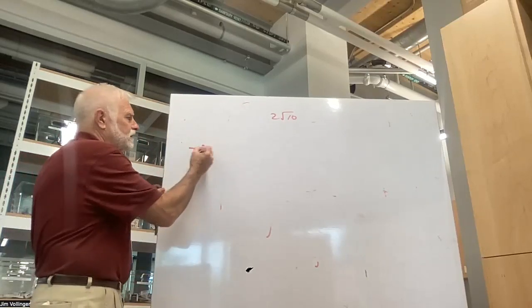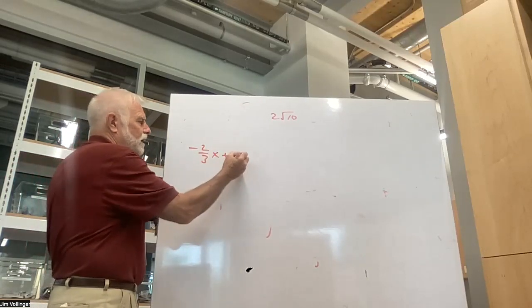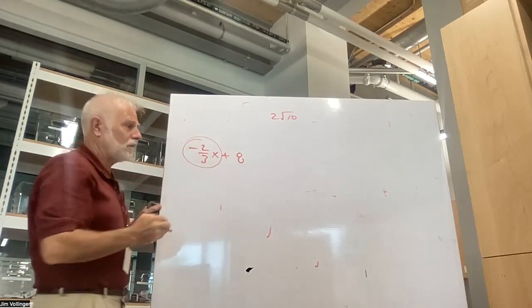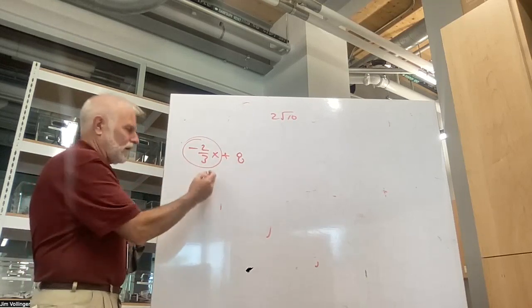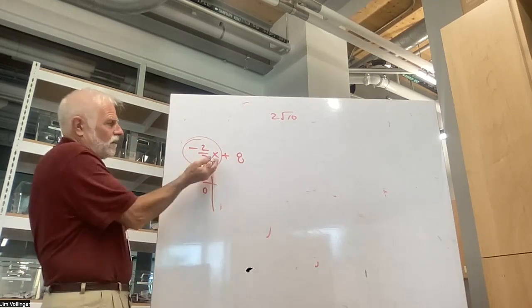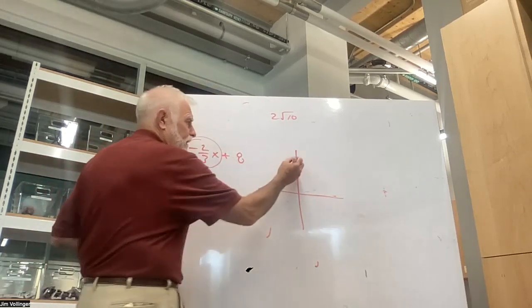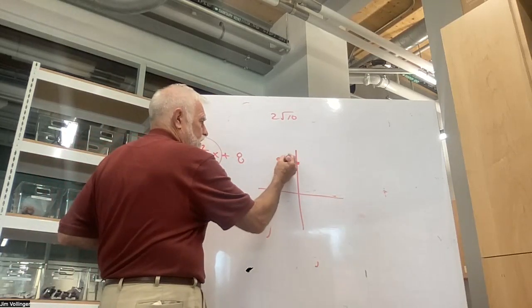Minus 2/3 x plus 8. I say graphically first. Well, that's a line. This is a product. What makes that product 0? Plugging in a 0. Easiest number to work with. 0 gets you 8. So we'll plot that. Good old Rene Descartes. 0 gets us 8.